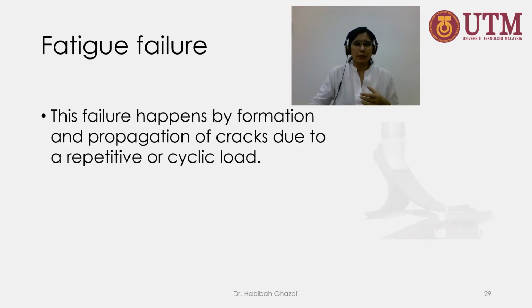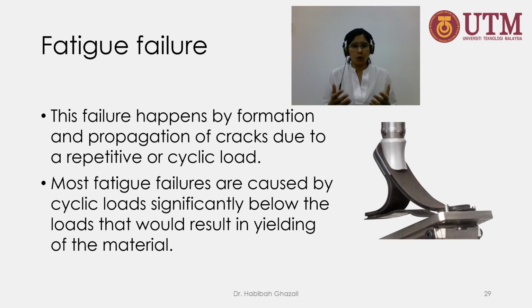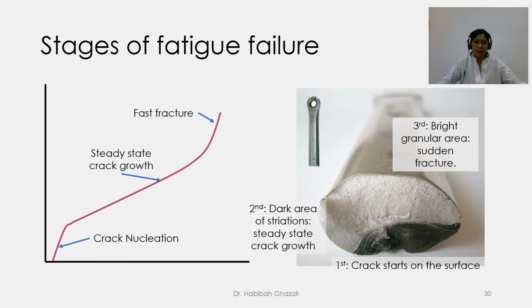Another type of failure of materials that can occur in service is fatigue failure. Fatigue failure happens by the formation of a crack and its propagation due to repetitive or cyclic loading. Normally, most fatigue failures are caused by cyclic loading that is significantly lower than the yielding of the material. But because the material has been subjected to this cyclic loading over and over, even though the stress is low, that repetitive load can cause failure as well. Fatigue failure happens after a number of cycles of that repetitive load.